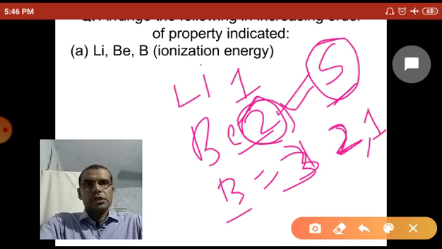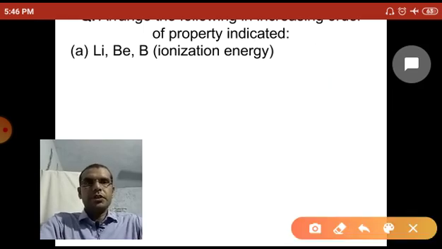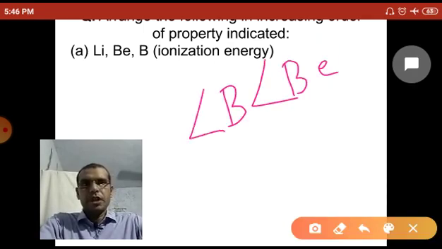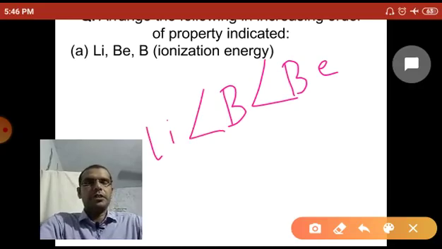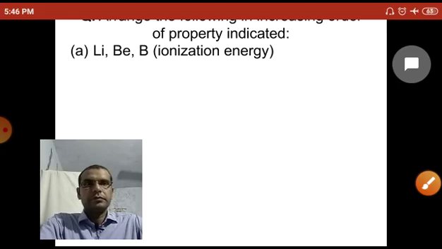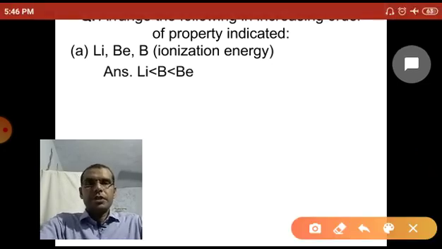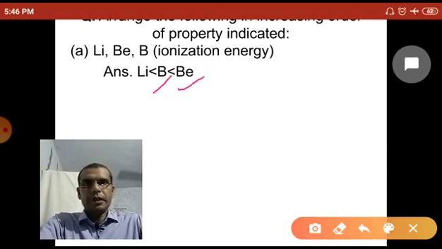Then the sequence of ionization energy: beryllium has more ionization energy than boron, and the least ionization energy is of lithium. Lithium has the least ionization energy because lithium has only 1 valence electron in the s suborbit. So lithium easily releases its valence electron. So the ionization energy required for lithium is lesser as compared to boron and beryllium. So the sequence of ionization energy among these: beryllium has more ionization energy than boron, than lithium.